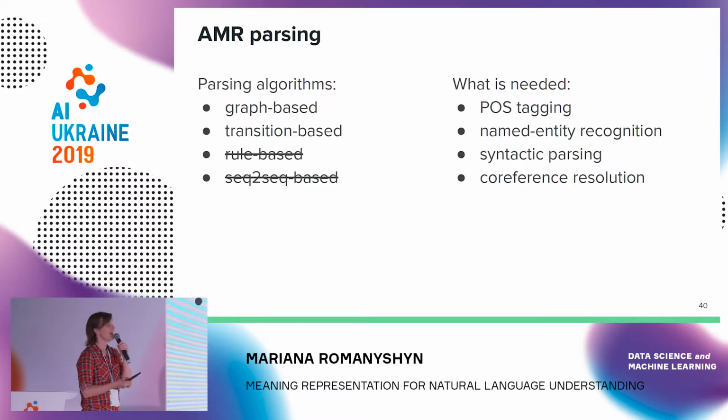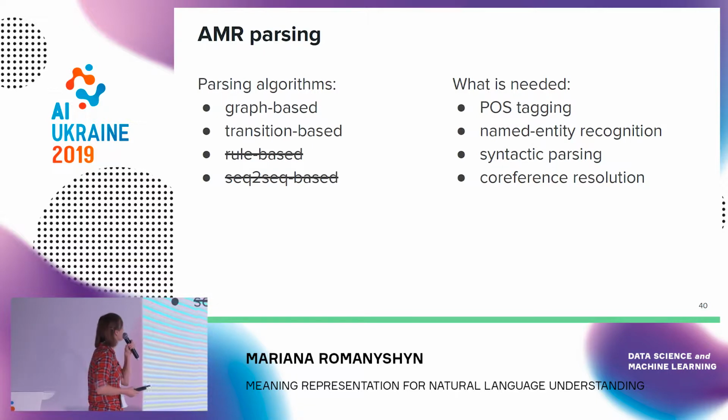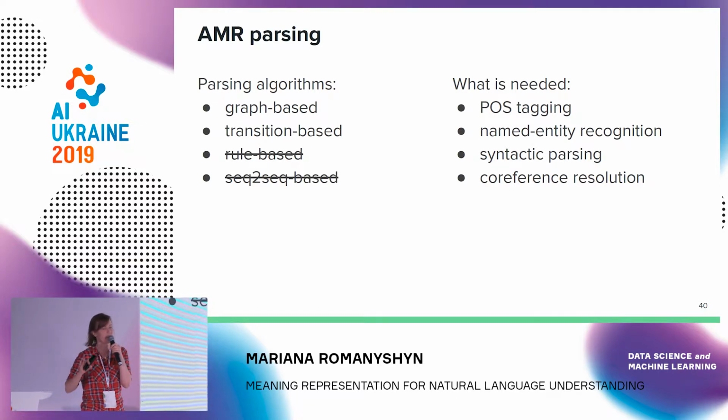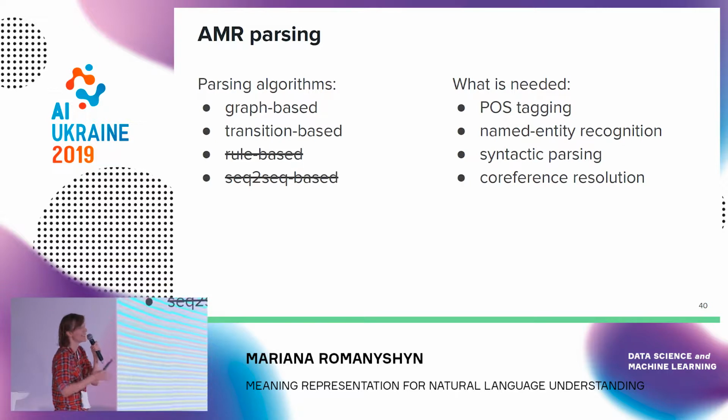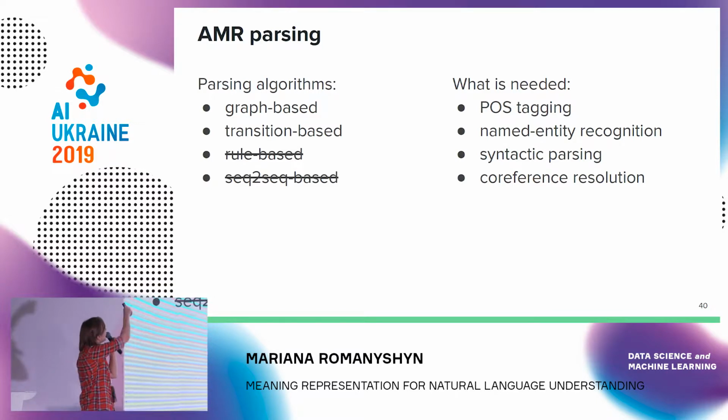AMR parsing: there are 4 algorithms for AMR parsing that have been developed in the last couple of years, because AMR is very fresh. It appeared only in 2013, but the first parser appeared only in 2015, and it wasn't very good. So people are actively working on that, and recent parsers have become better and better. We're going to talk briefly about graph-based and transition-based algorithms that can be used to build these AMRs.